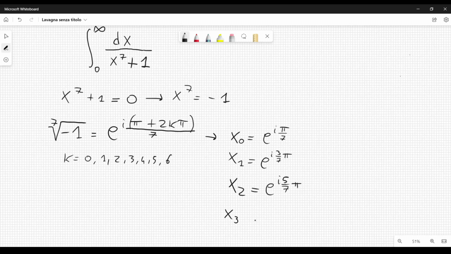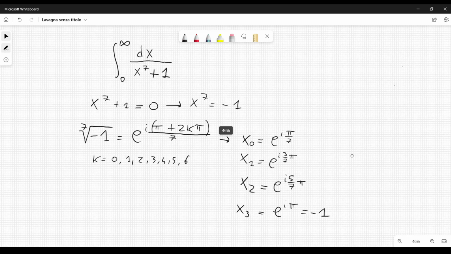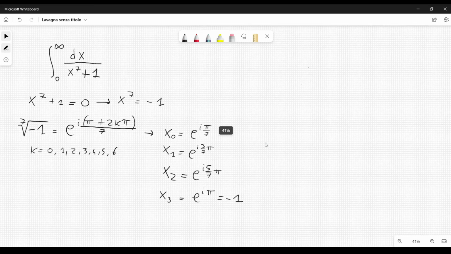We have x3 equal to e to the I pi, because we have e to the I 7 pi over 7, and of course we can simplify that, and this is equal to minus 1. And so on and so forth. We have other roots, but the roots that we are going to consider are these 4. And I will show you why we need these 4. Because let's consider the sketch of where I represent these roots.